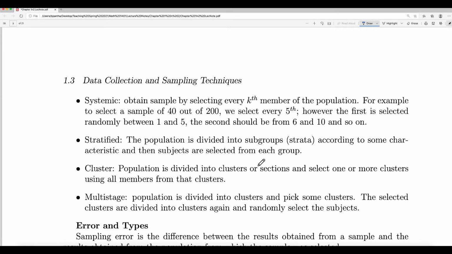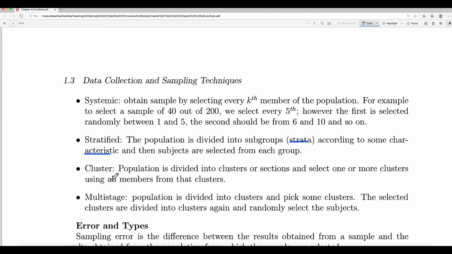Another is stratified sampling. The population is divided into subgroups. For example, in the class picking 3 students example, I can divide the students into boys and girls, 2 groups, and then pick 2 from girls and 1 from boys, or 1 from girls and 2 from boys, and so on. In that way you will be selecting both genders. Otherwise, if you pick 3 numbers randomly, they may be all boys or all girls. So to avoid that, you can divide the whole population into groups we call strata, according to some characteristic like gender or eye color, and then subjects are selected from each group.